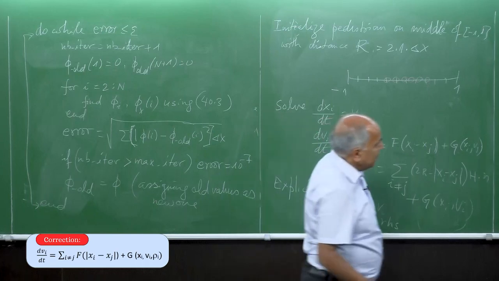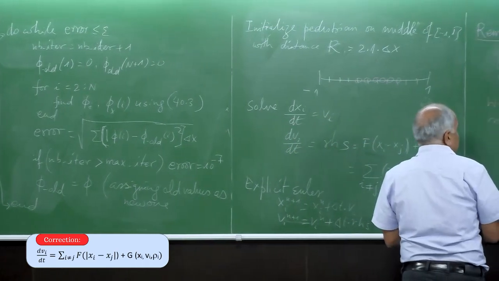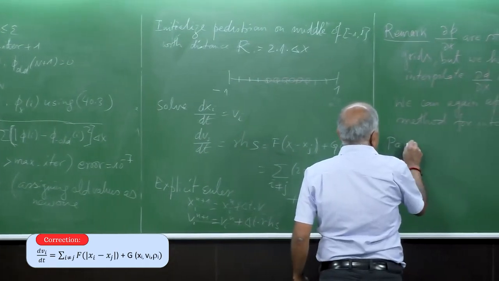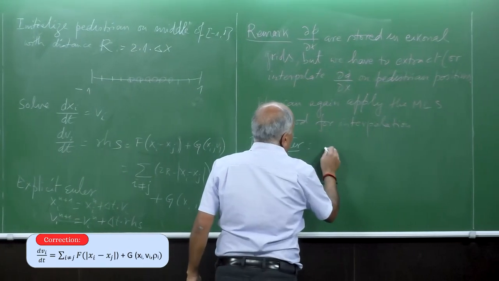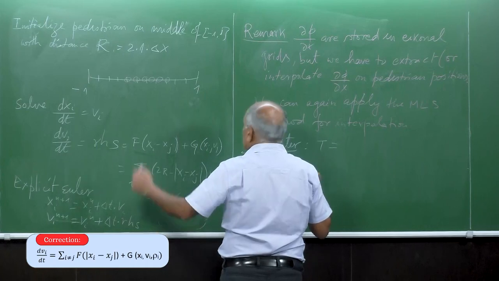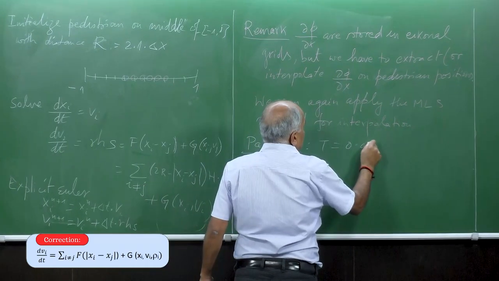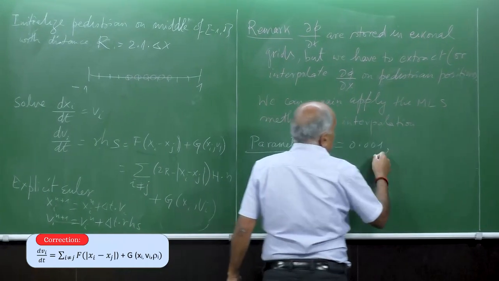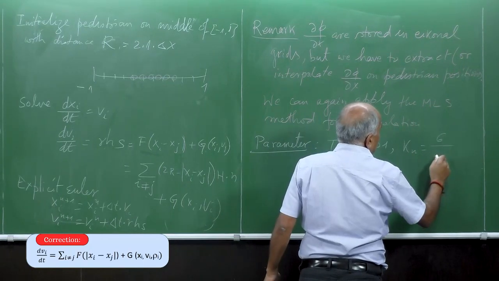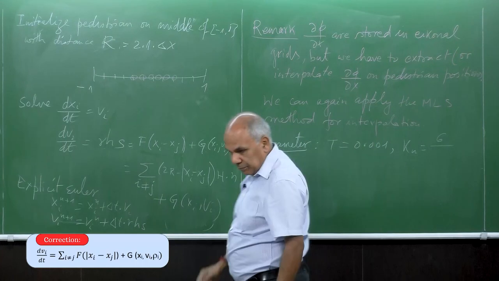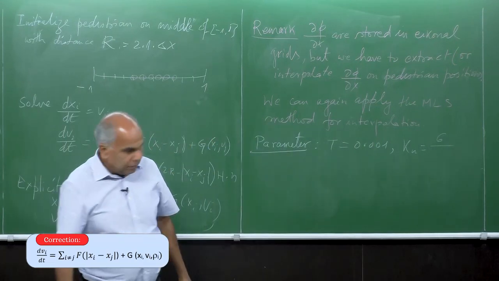And now the parameter I chose, t is the reaction time, 0.001 maybe. So kn is equal to, I have chosen 6 by r to the power 3.